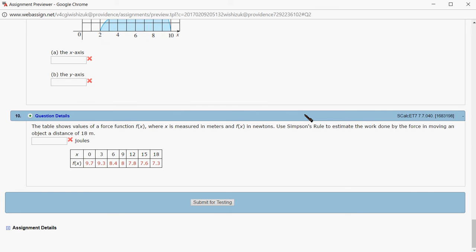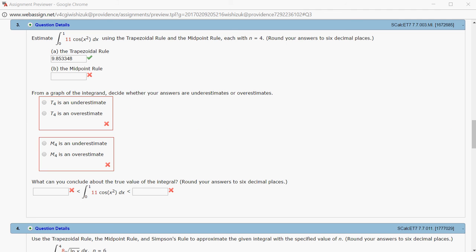Let's check the answer first. Submit for testing. It came back, and we got part A correct. Now let's do the midpoint rule.